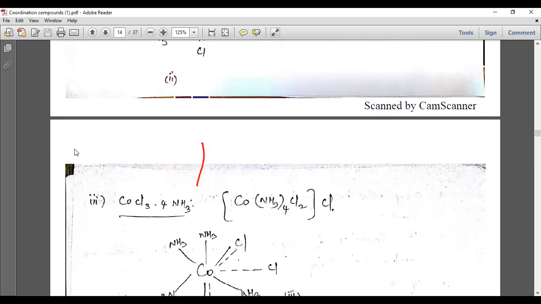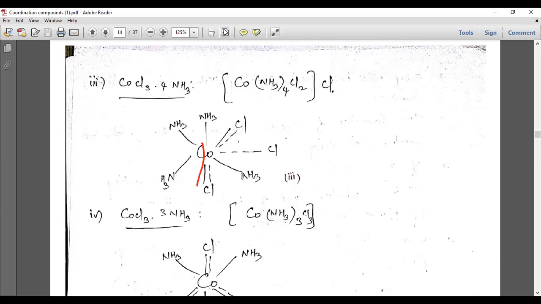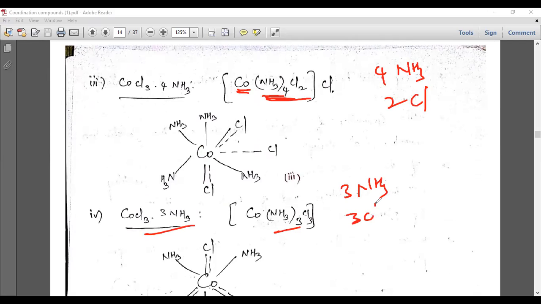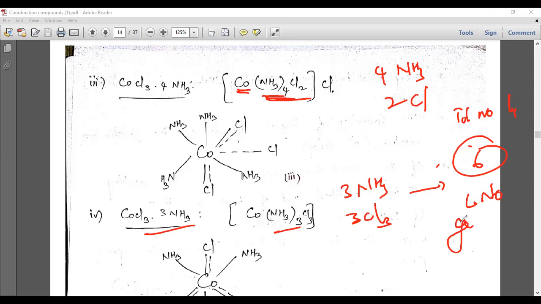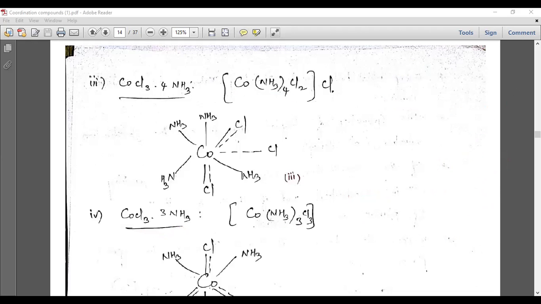So you can see many such examples here. Observe the coordination number here: Co(NH3)4, here 4 NH3 are there and 2 chlorines are there. And here also 3 ammonia molecules are there and 3 chlorine molecules are there. That means 6 is our coordination number. It is the total number of ligands, and it decides the geometry of the complex. So we will see this.